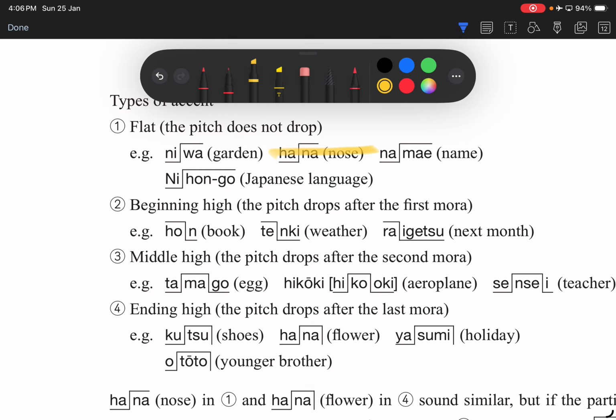For example, nose and flower. You can see they are both hana. But nose, we say hana one way, and flower, we say hana another way. So there are two different sounds even though they're using the same hiragana. I don't need you to memorize this, just understand there's a different sound. If you're interested to pursue this, it will be under Japanese phonics.